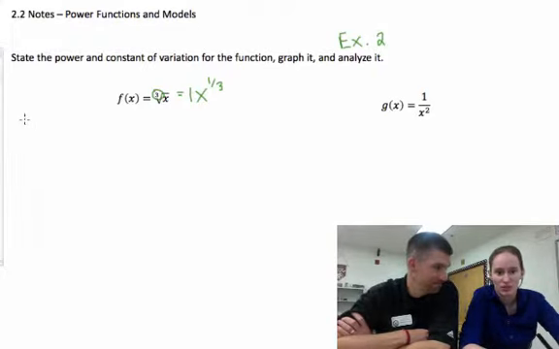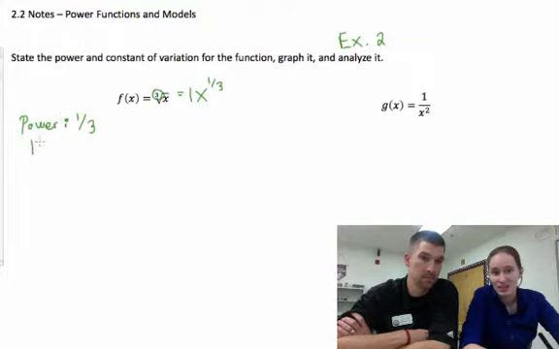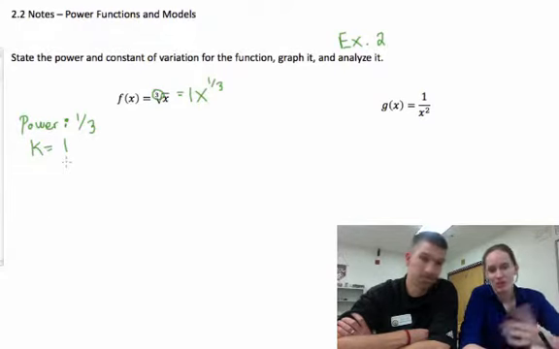Okay, so let's state the power. Power is 1/3. Constant of variation is 1. Now I'm going to abbreviate the constant of variation as k, because remember we've been talking that k is typically the constant of variation, and you said it's 1, right? There's only 1. Now we're going to graph this.